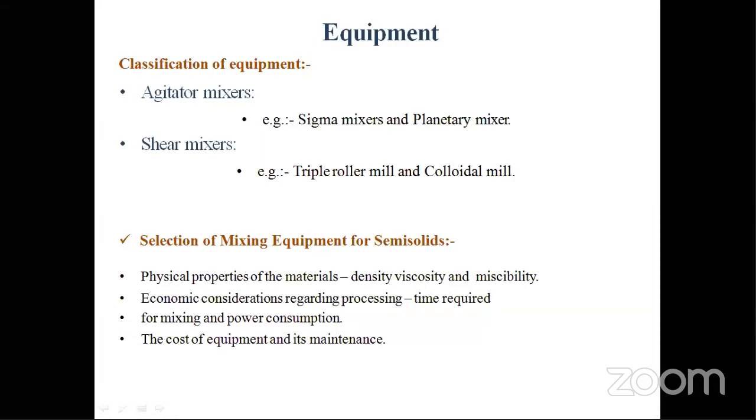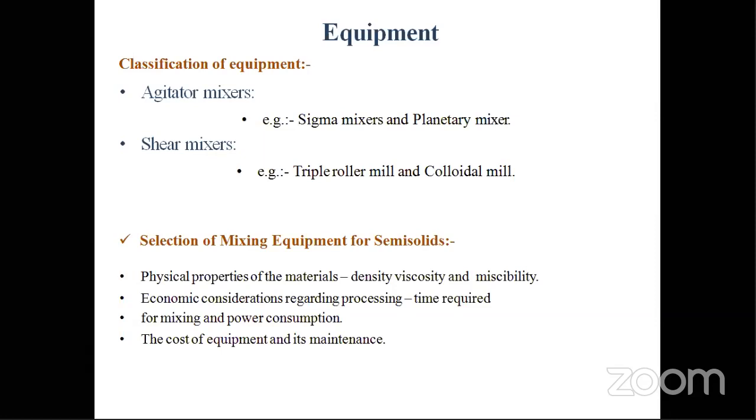Now coming to the equipment. What equipment do we have to use? The first one is the agitator mixer and another is the shear mixer. Agitator means normal stirring equipment, which is also included in the semi-solid mixing process. Previously you already learned about sigma mixers and planetary mixers. You have an idea about the sigma mixer and the planetary mixer, and by this process we also agitate the semi-solid mixture.